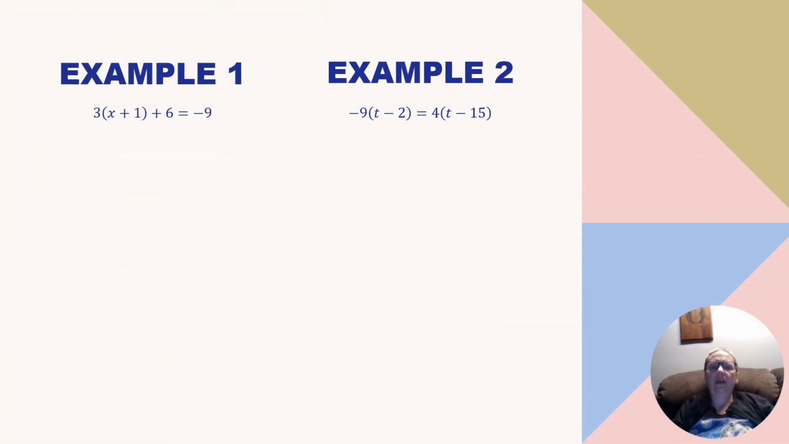All right, moving into our examples. Our first equation says 3 times the quantity x plus 1, plus 6, equals negative 9. So basically only the left side of the equation needs to be simplified because there's a distribution and addition over there. So I'm going to simplify my distribution first. I'm going to multiply that 3 through both of those terms. So I have 3x plus 3 times 1, which is 3, plus 6 equals negative 9. Now I still have more than one number term over here, so I'm going to combine my like terms. So 3x, 3 plus 6 is 9.